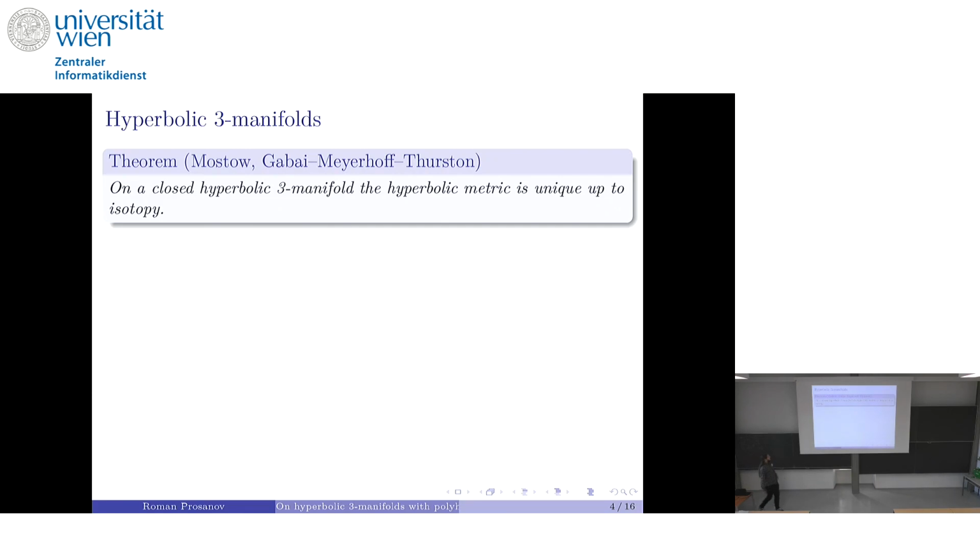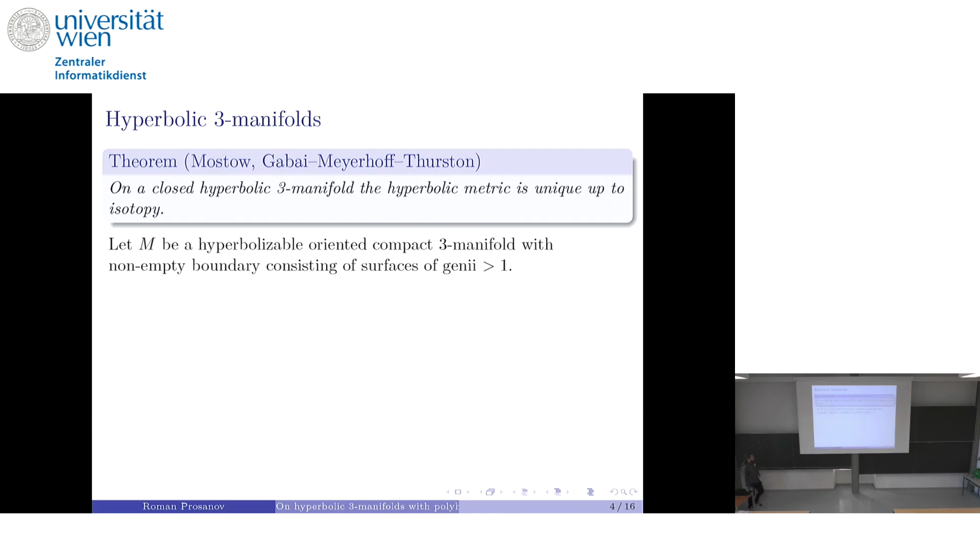So particularly in dimension 3, it can be formulated as follows: if you have a closed hyperbolic three-manifold, then the hyperbolic metric is unique up to isotopy. So it's essentially unique. But for the scope of my talk, I will be mostly dealing with the following class. Until the end of my talk, M will always be a compact oriented three-dimensional manifold with non-empty boundary consisting of surfaces of higher genus, and I will consider those manifolds that are hyperbolizable.